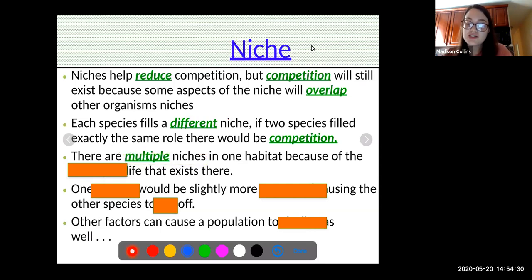So there are multiple niches in one habitat because of the variety of life that exists there. Every single one of these organisms is going to have a different resume or a different niche to fill, because there's so much variety.